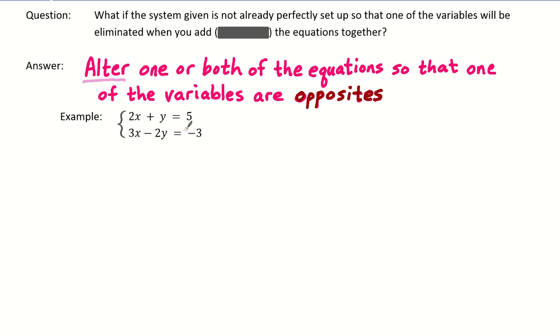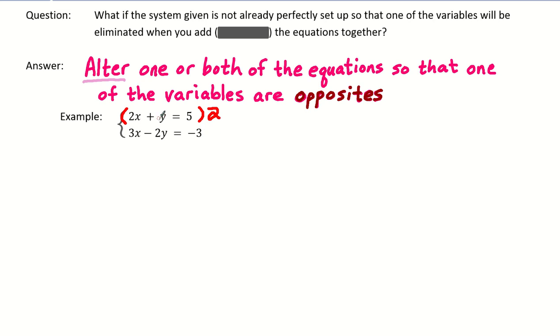So in this example, I see that making the x's into opposites, I'd have to change both of them. Unless I want to go with fractions, which no. So I noticed that I can change this y to the opposite of negative 2y by multiplying it by 2, right?